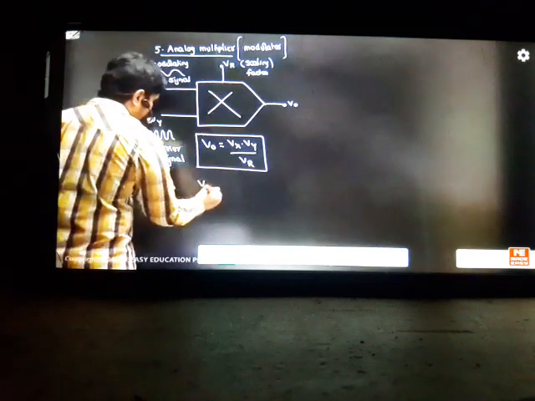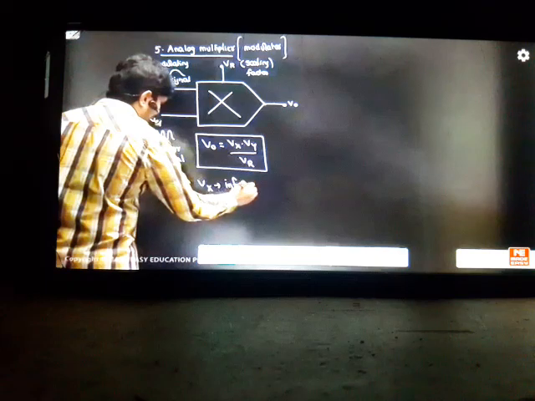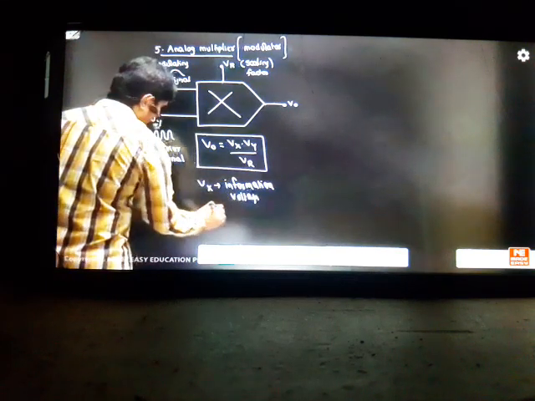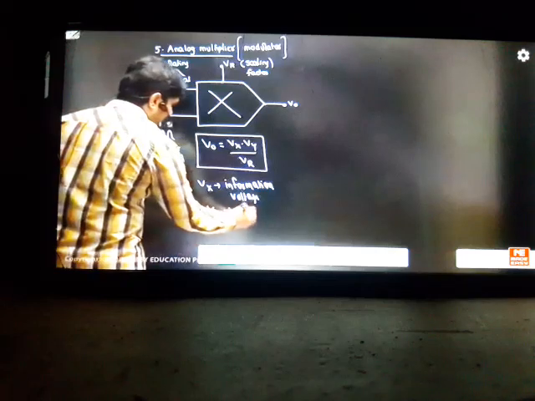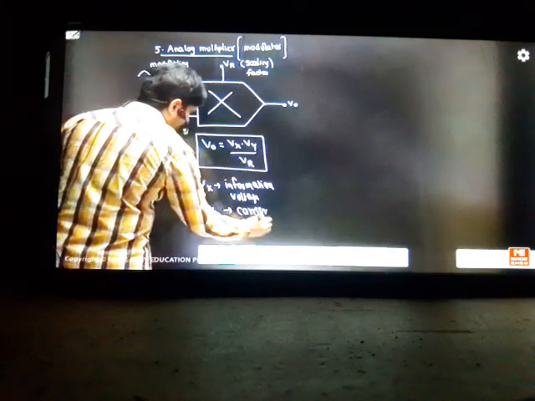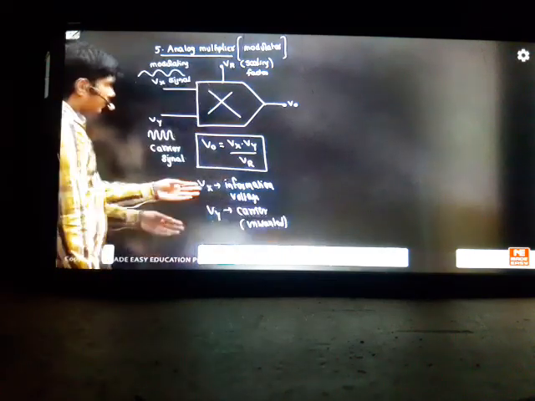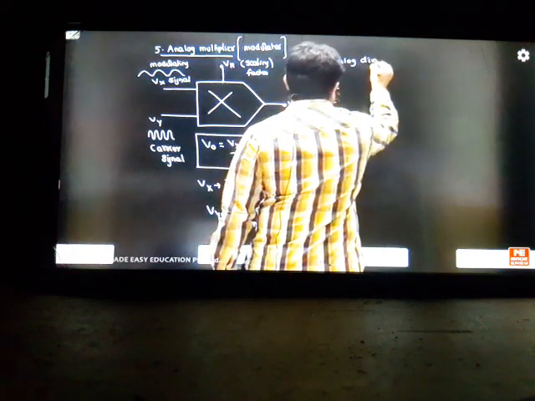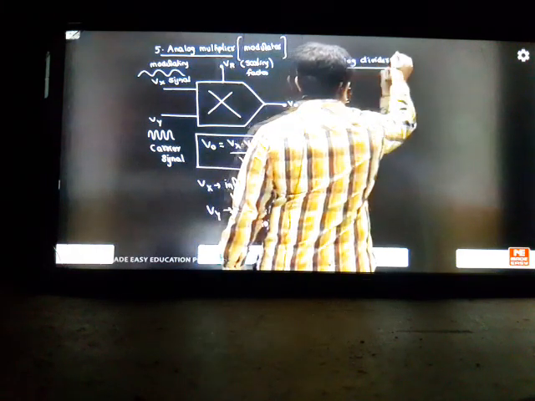Vx is the information source, the information voltage. And Vy is a carrier signal, which we don't want. Carrier is unwanted. At the receiver side, I don't want this unwanted carrier, and I don't want Vr either. Only Vx has to come at the receiver side. Then what this person has done, see here. He has used a technique called analog divider. At the receiver side, they keep a divider circuit. We call this a demodulator.